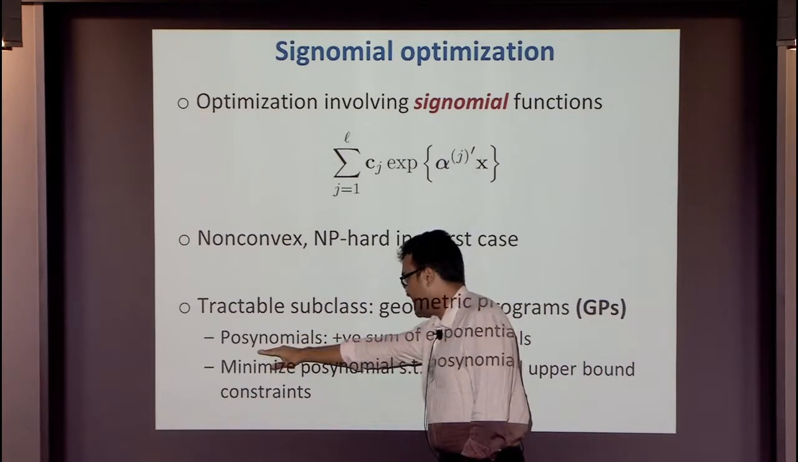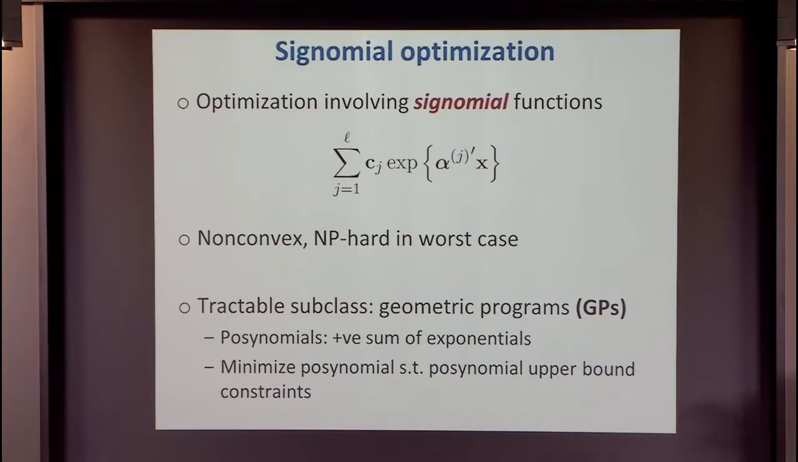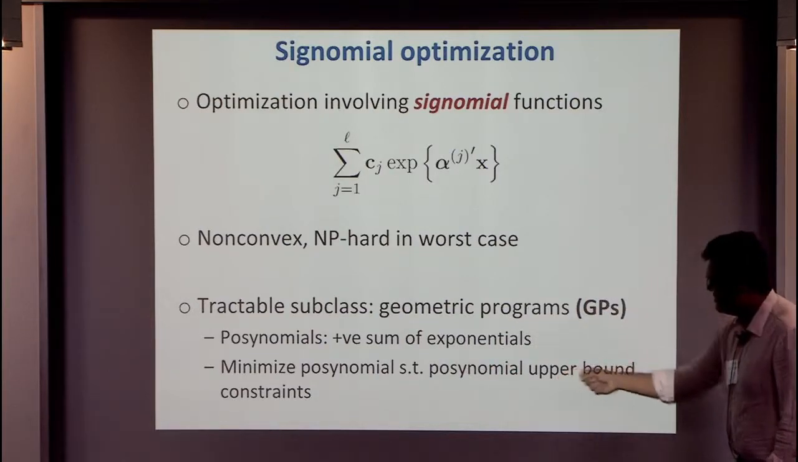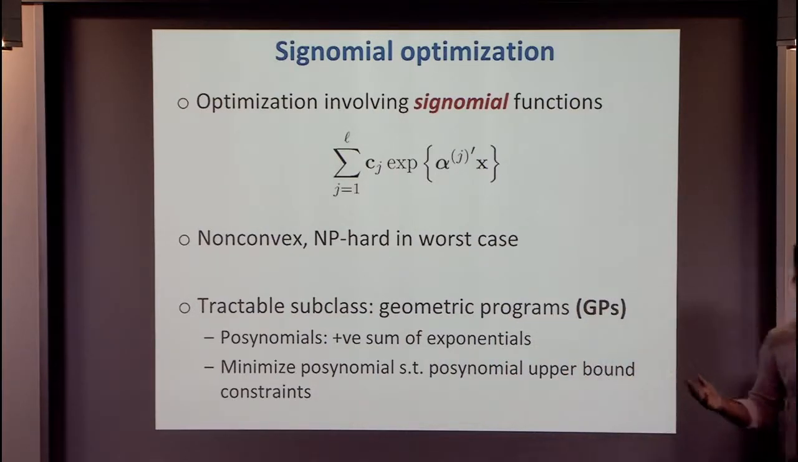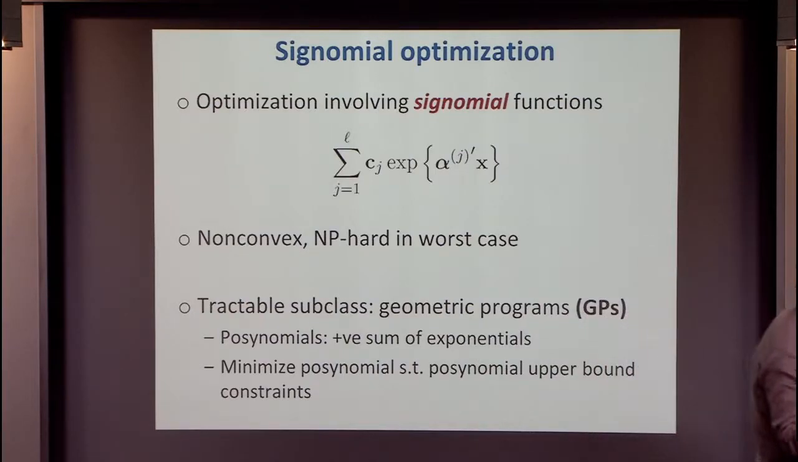These positive sums of exponentials are sometimes called posynomials also. In geometric programming, you minimize a posynomial, a convex function, subject to upper bound constraints on posynomials, so convex constraints. Those problems end up being tractable to solve, but in general, when you have arbitrary signs, pluses and minuses, these things get more difficult and more challenging.